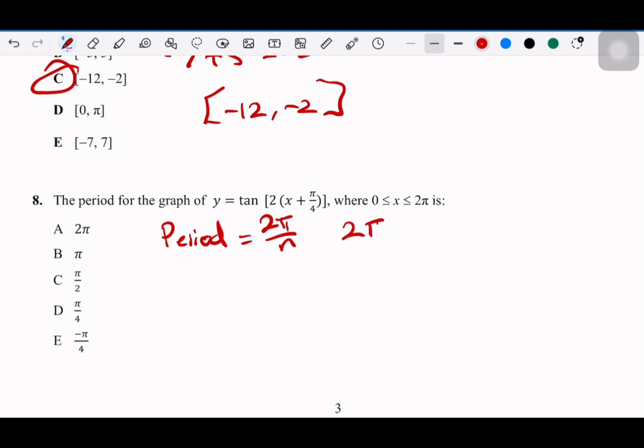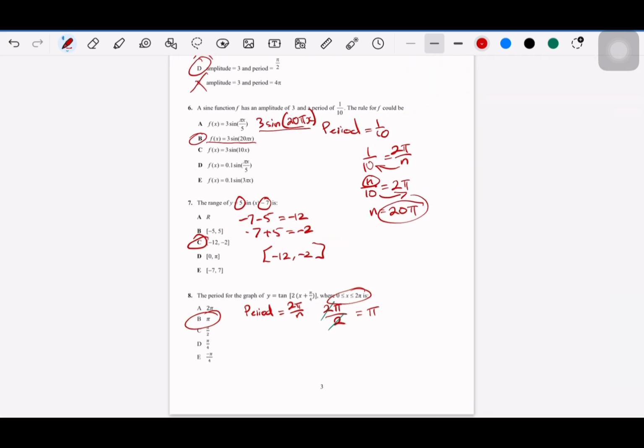So 2 pi divided by 2, and the 2's cancel out, and you're left with pi. So the period for this case is pi. And as you can see, it's inside the period for the domain.